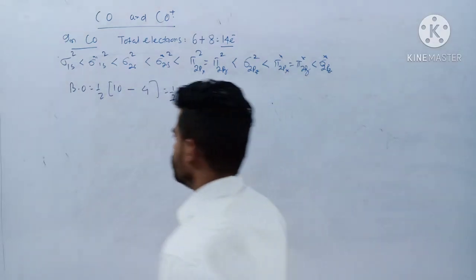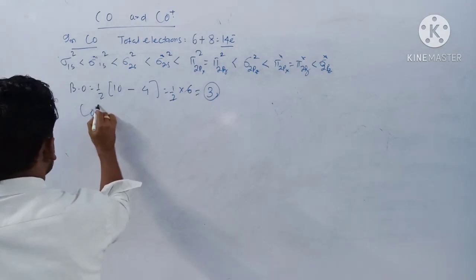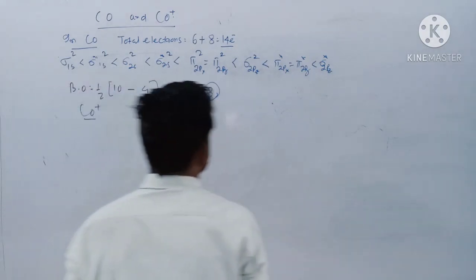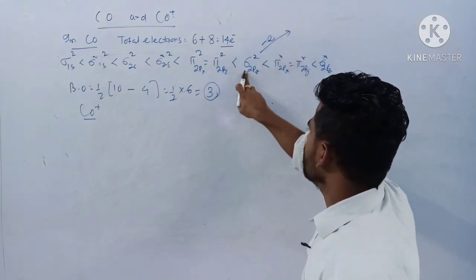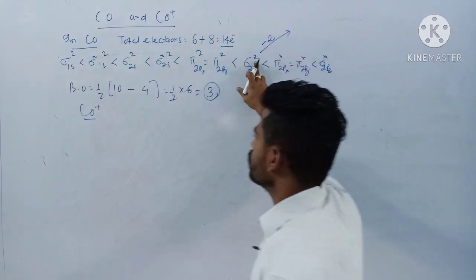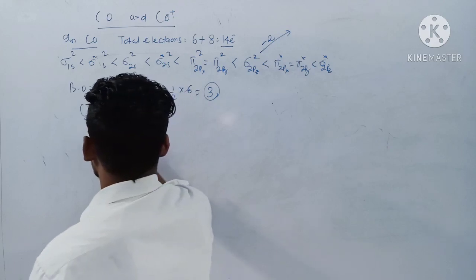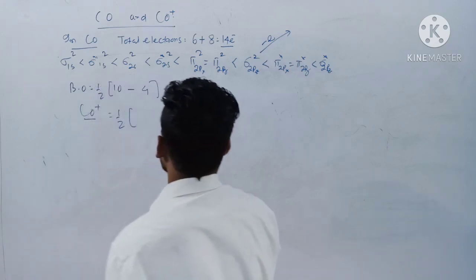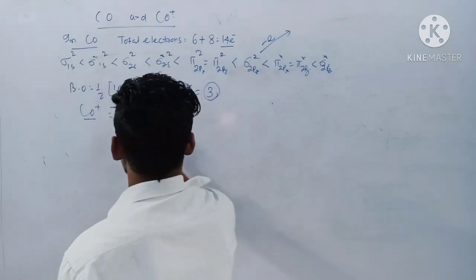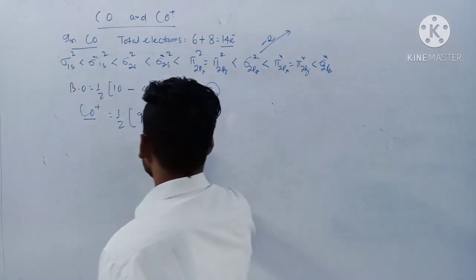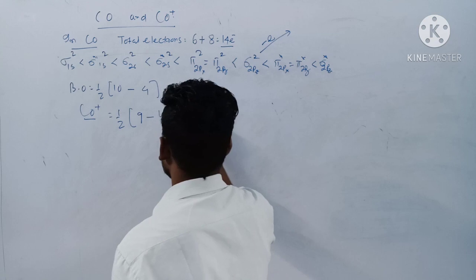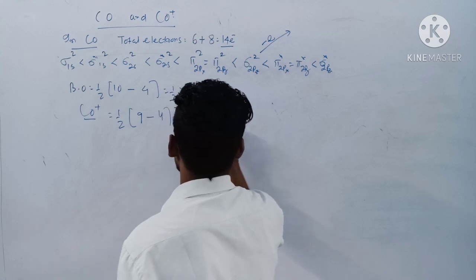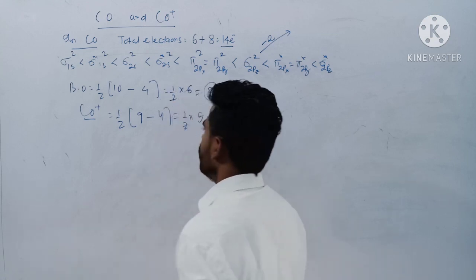Okay, for CO plus, loss of one electron, that electron can be removed from the higher energy orbital. So this sigma 2pz becomes 1. So I am directly writing over here: half into number of bonding electrons becomes 9 after removal of one electron, 9 minus antibonding, which remains the same, 4. So half into 5, that will be 2.5. This is the bond order.